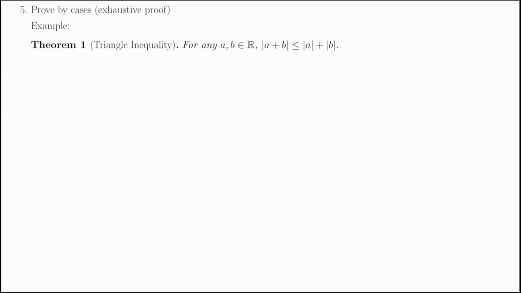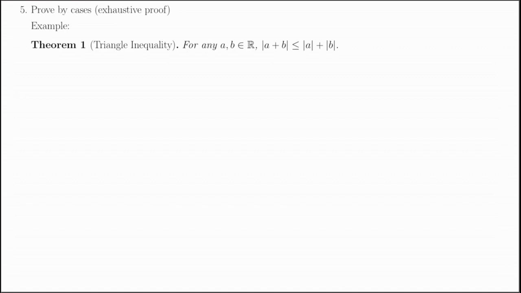Sometimes you might find that to prove something in real analysis, the best approach is to essentially divide and conquer. So this is what you would call a proof by cases or an exhaustive proof. You do a proof by cases when you can break up every possible application of the theorem into several different scenarios and then prove each of those scenarios one by one.